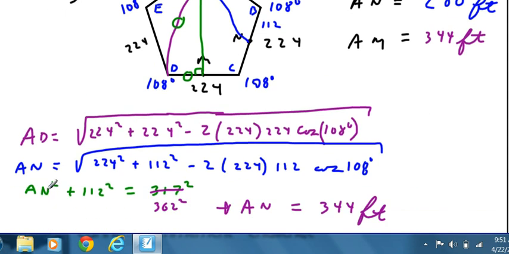And this is an M there, not an N. That makes more sense. All right. Happy with that?